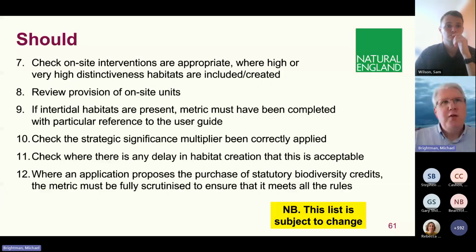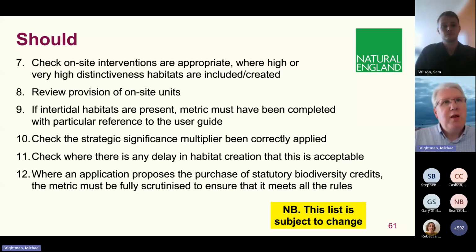LPAs should check that the strategic significance multiplier has been correctly applied, and that where an applicant is asking for a delay in habitat creation, that this is acceptable. In most circumstances, we would expect habitat creation and enhancement to start within 1 year of approval of the application.